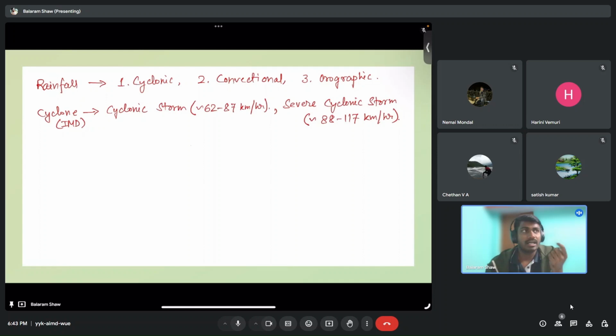Third one is the orographic rainfall, or we call it relief rainfall. From the word you can understand that the relief should be changed. This kind of rainfall occurs when the air masses are lifted as they move over a mountain barrier. So let's say warm air is coming and it has some barrier, and because of the barrier it will rise up, and because of this rising up, condensation will happen and it will come as precipitation. So when these barriers, kind of mountain barriers, are there, because of which the air masses are lifted and then precipitation happens, that is called orographic rainfall or relief rainfall.